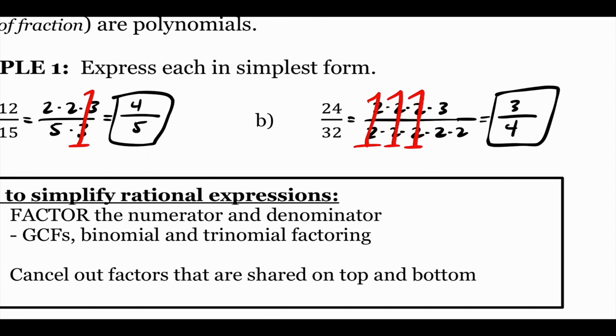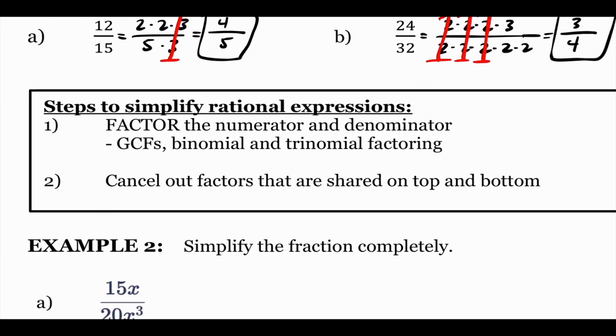Okay, so what are our steps? I wrote them on the board and they're up here. There's 2 steps. Factor or break down whatever you have. On the numerator is the top of the fraction. The denominator is the bottom of the fraction. Break it down. And then look for things that cancel out. Look for things that are shared on the top and the bottom.